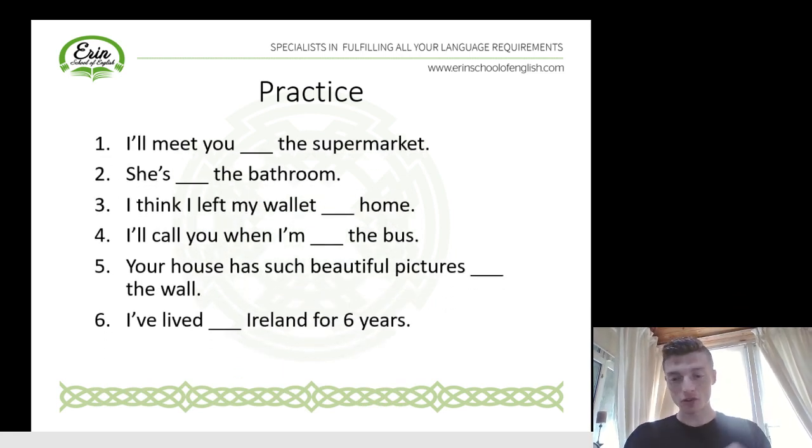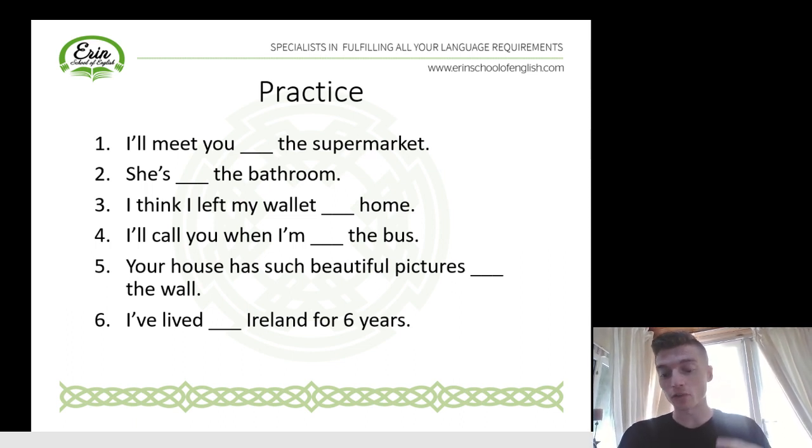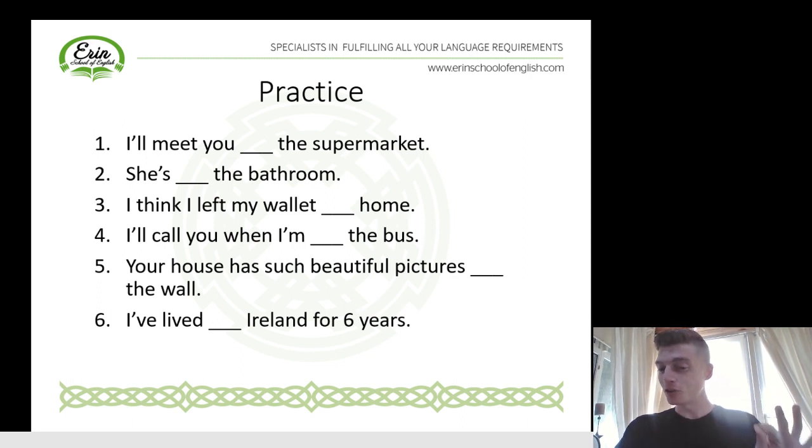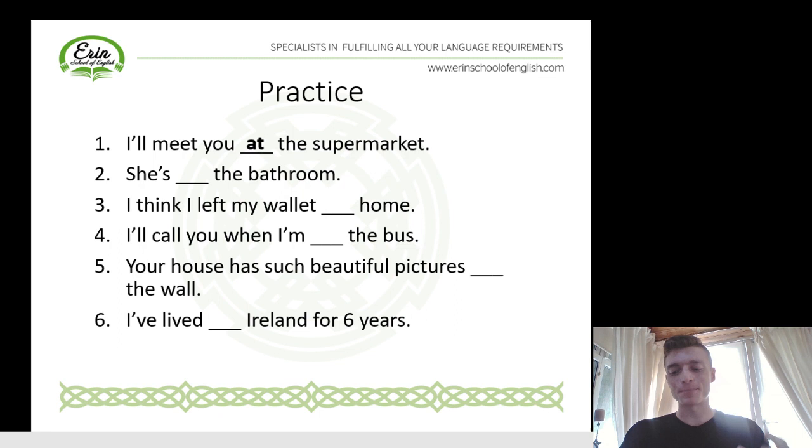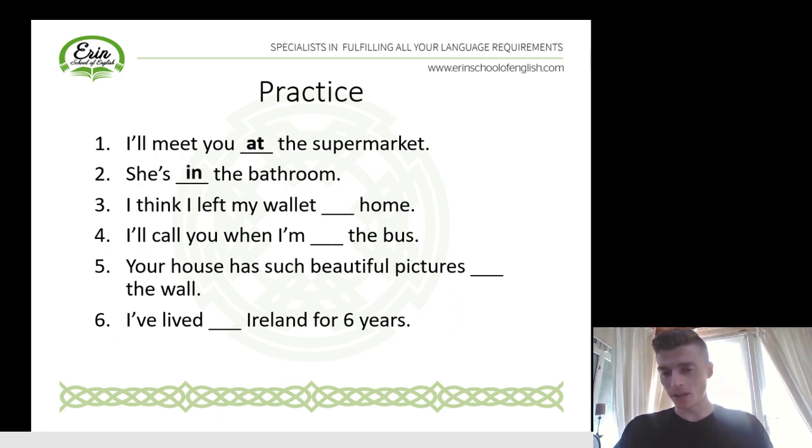Here's some practice. So we've got 6 sentences. See if you guys can remember which preposition to use in each blank space. So let's take a look at number 1. I'll meet you the supermarket. So the supermarket, it's a specific location. It's also a place you'd find around the town. Can you remember? Very good. We use at. Number 2, she's the bathroom. Bathroom, enclosed space. We should use in.